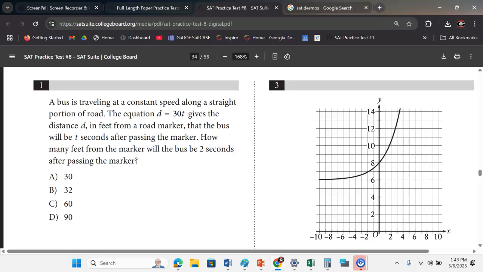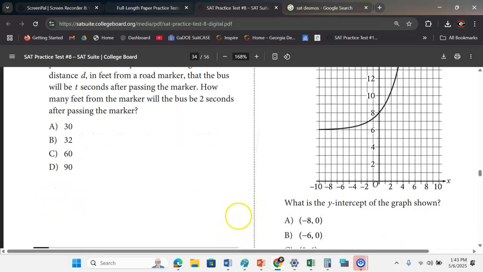Number one says a bus is traveling at a constant speed. D equals 30t gives the distance from a road marker. How many feet from the marker will the bus be 2 seconds after passing the marker? Just stick a 2 in for t. 30 times 2 is 60. So C is correct for that one. So that one would be C.